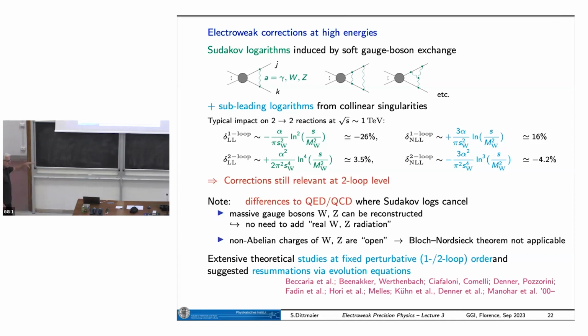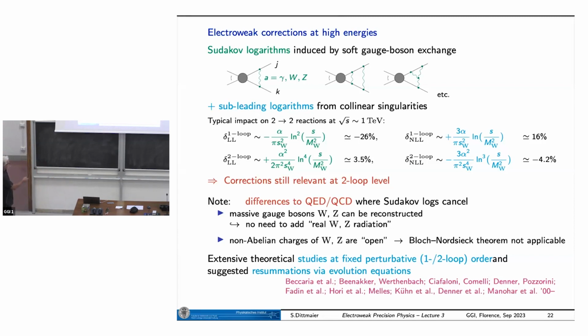And looking into the source of this correction, you find that this is a virtual correction, that it's due to such diagrams here, where you have soft or collinear exchange of W or Z bosons. Yeah, the difference between a W and a Z boson is kind of subleading, because 90 or 80 GeV is almost the same in this log.